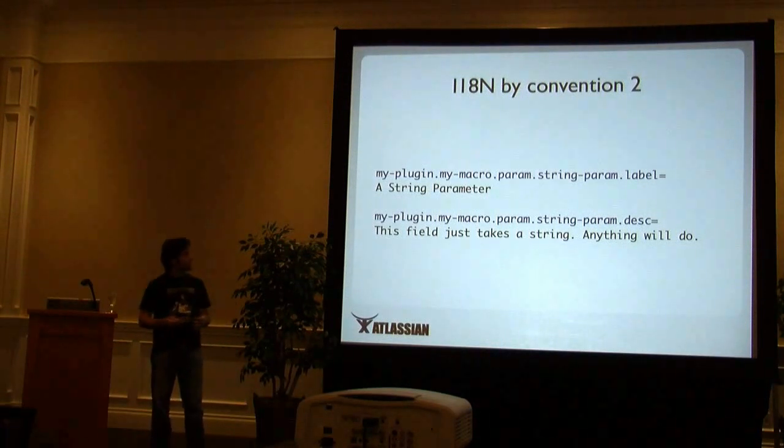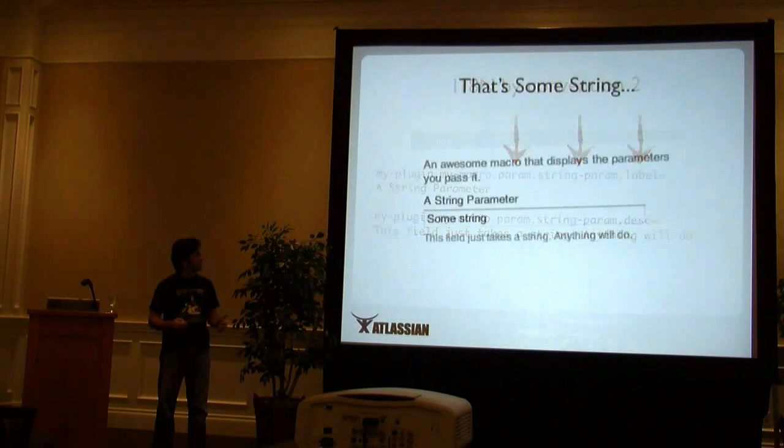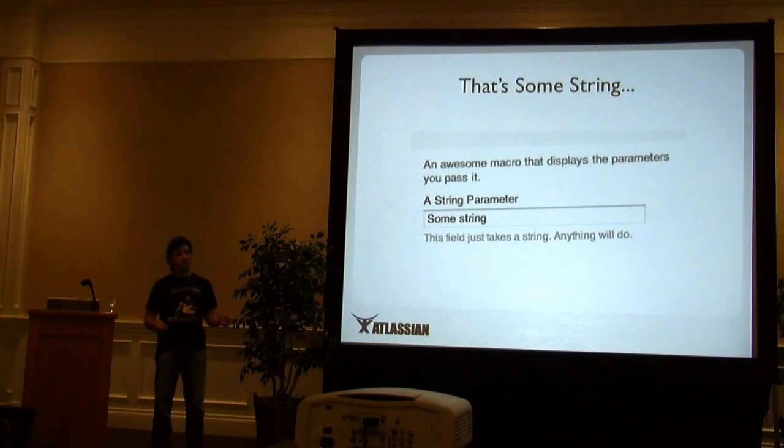Again, the internationalization is just by convention, but now we just have a param in the middle there. Pretty straightforward. You stick in the param name, label and description as per usual, and if you pull that up in the macro browser, you've got that already. So how much did you have to do? You would have had to add maybe 2 lines of XML, a couple of things in the internationalization file, and that just works for you.